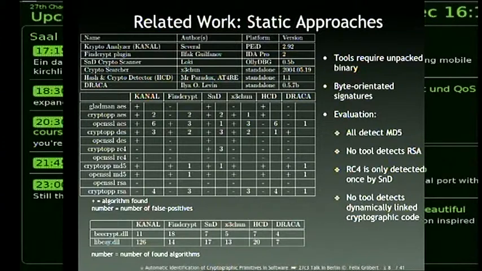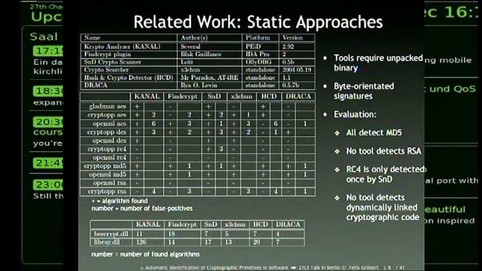So here you see on the table in the top left 6 different reversing tools to find cryptography in static binaries. That means that you first have to unpack your packed malware, for example, and then run this tool on the binary. They are for different platforms.